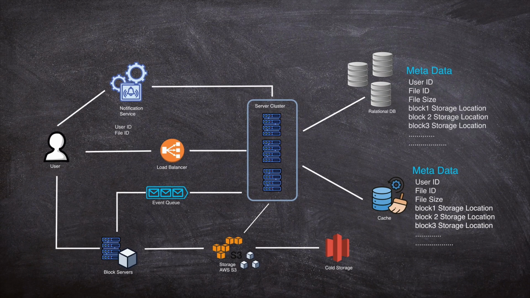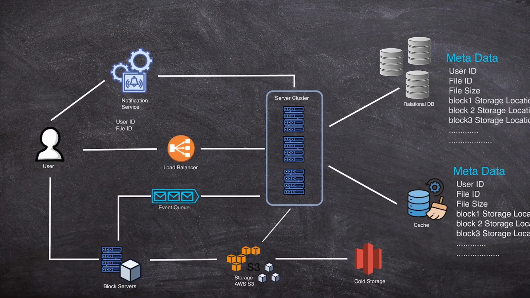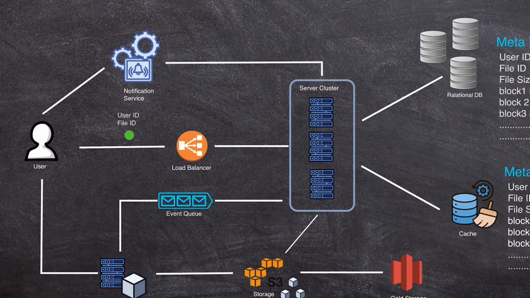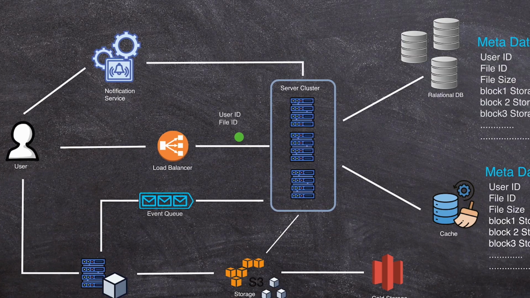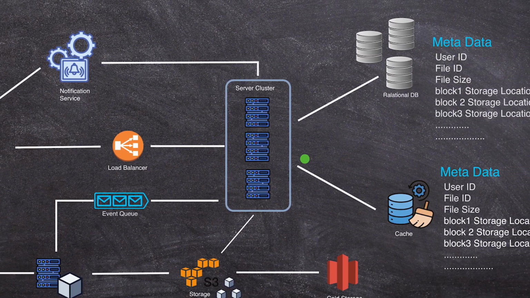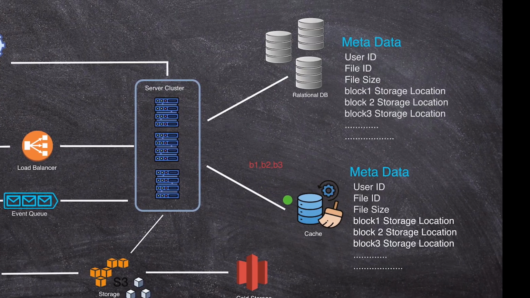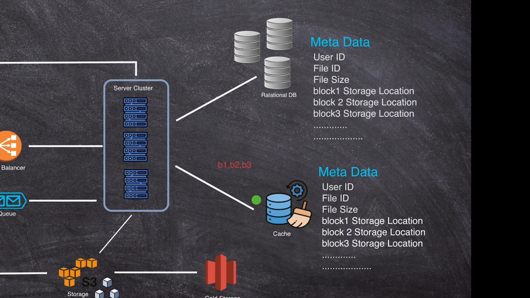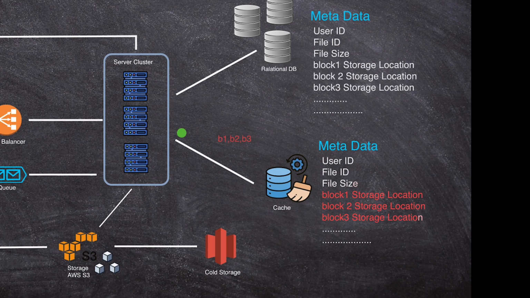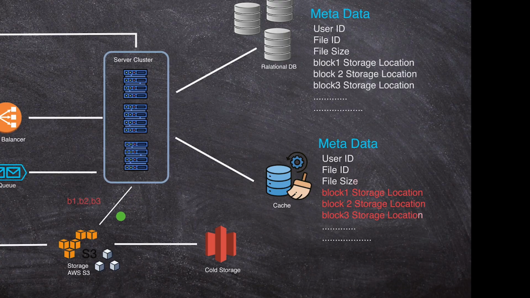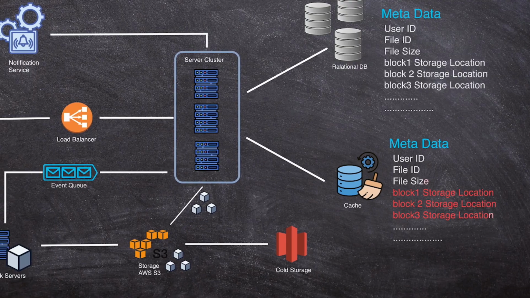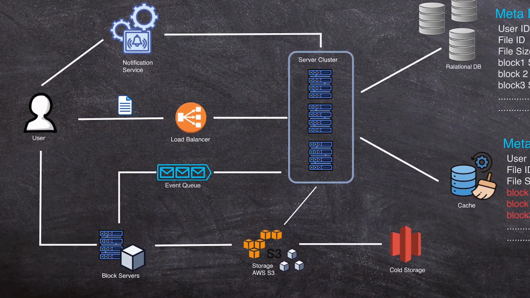Okay, let's talk about the downloading functionality in scalable systems. First, the user sends a request to the server with the user ID and file ID. Now, the server first asks the cache, hey, do you have the information about the blocks related to this user file? If the cache says yes, then of course, it sends the block locations of the files. Here, B1, B2, B3 means block 1, block 2, block 3. Now, the server goes to the storage, in this case S3, gets the required blocks, assembles them into a document and sends it back to the user.